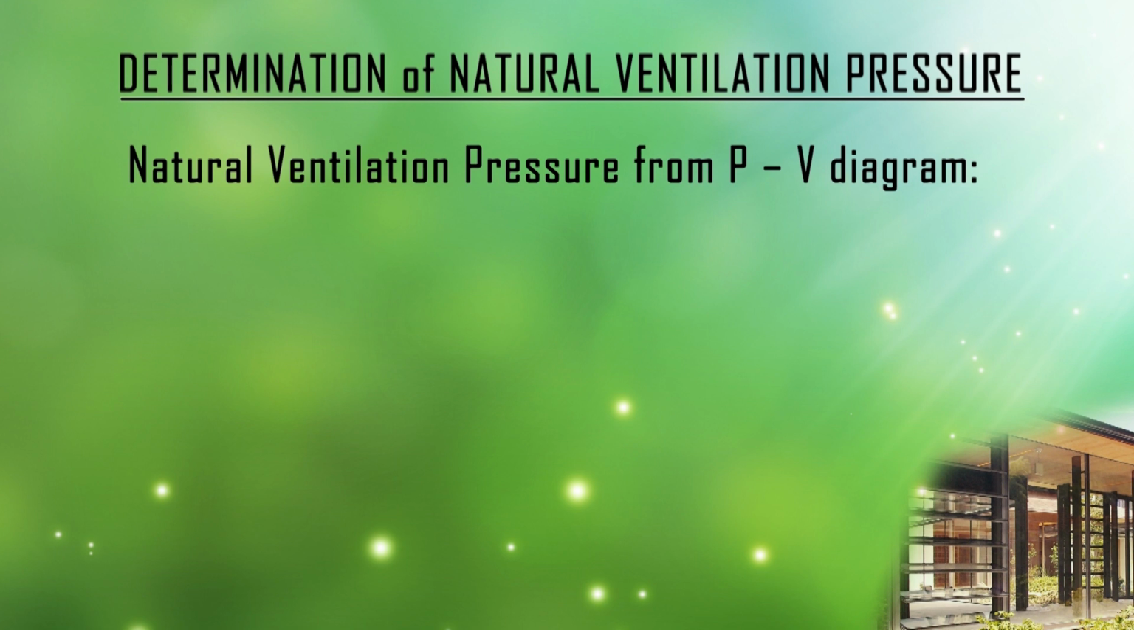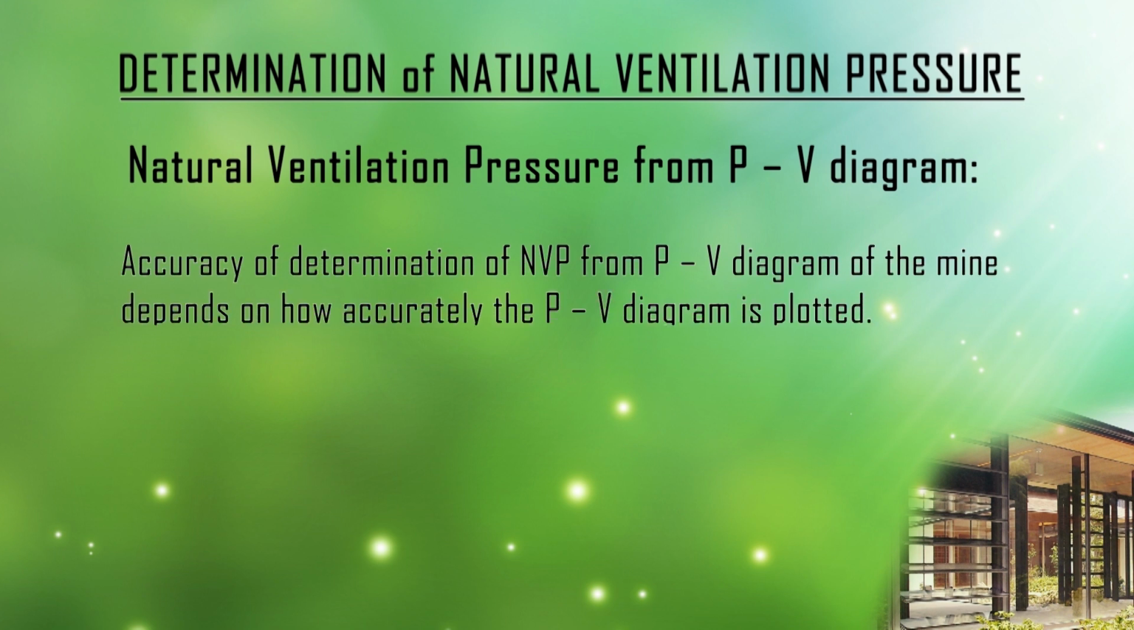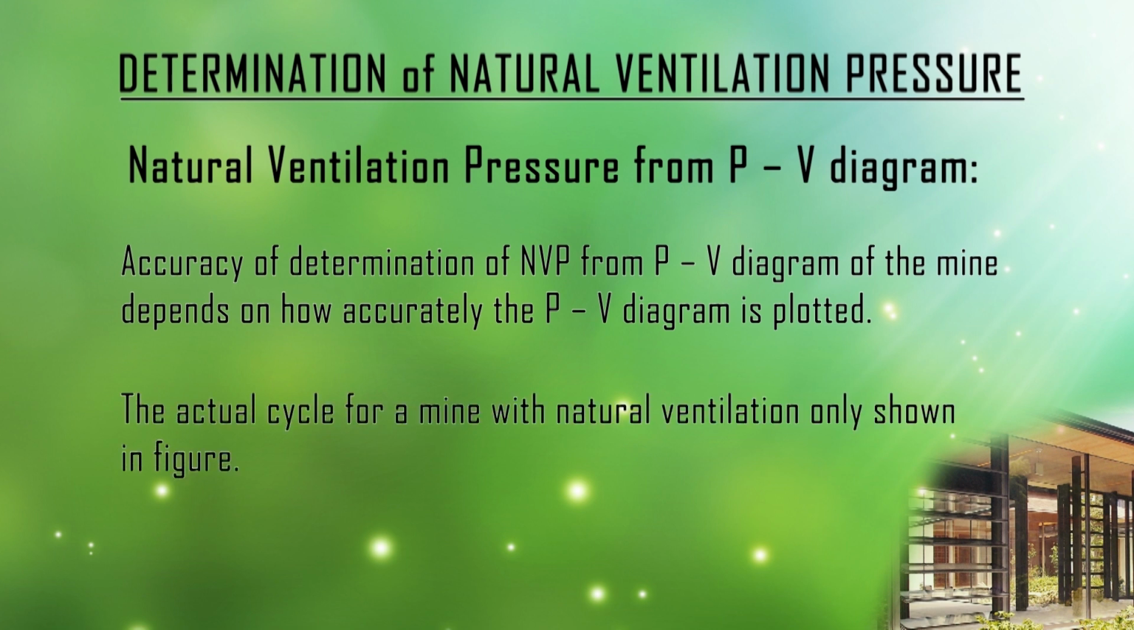Now, we come to determination of natural ventilation pressure. Natural ventilation pressure can be obtained in many ways. One way is from the PV diagram. Accuracy of determination of natural ventilation from the PV diagram of the mine depends on how accurately the PV diagram is plotted. This depends on the measurement of pressure and volume of air flow at the different points inside the mines and shafts. The actual cycle for a mine with natural ventilation only is shown in the figure.